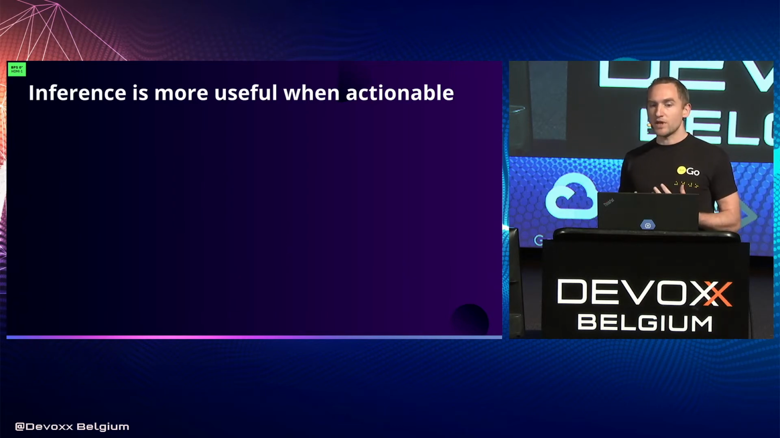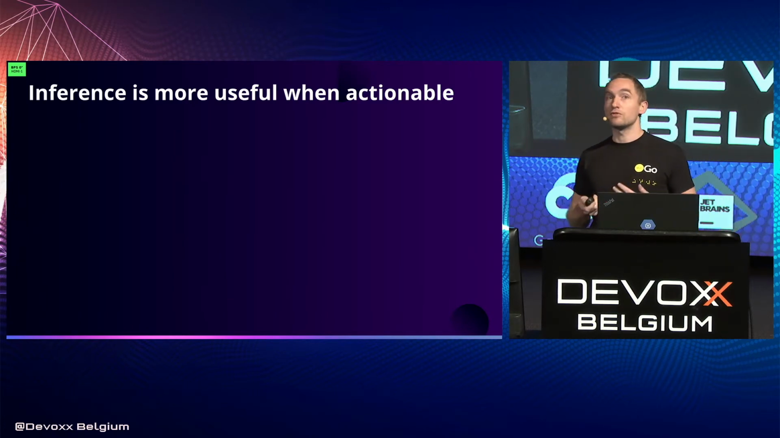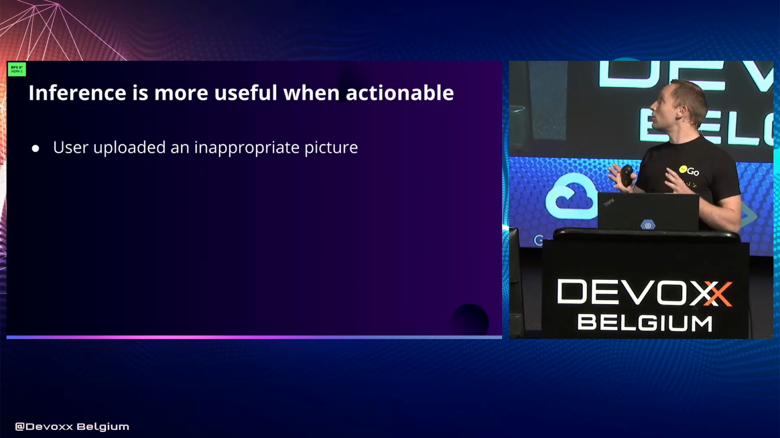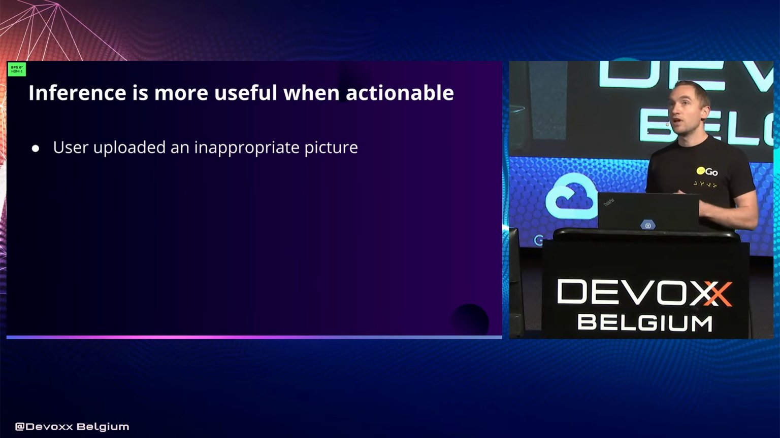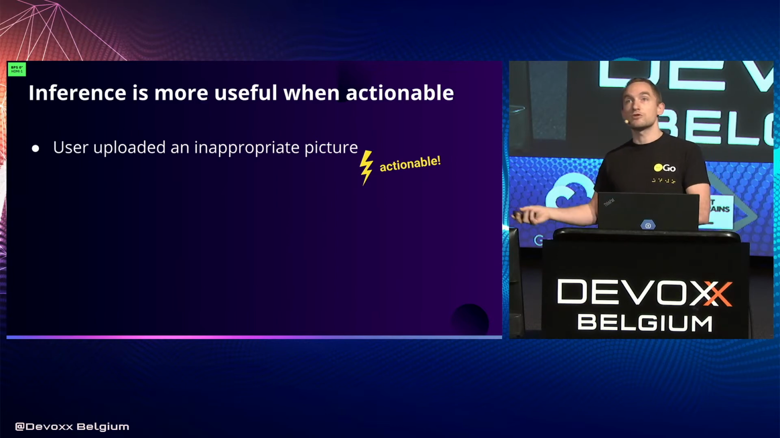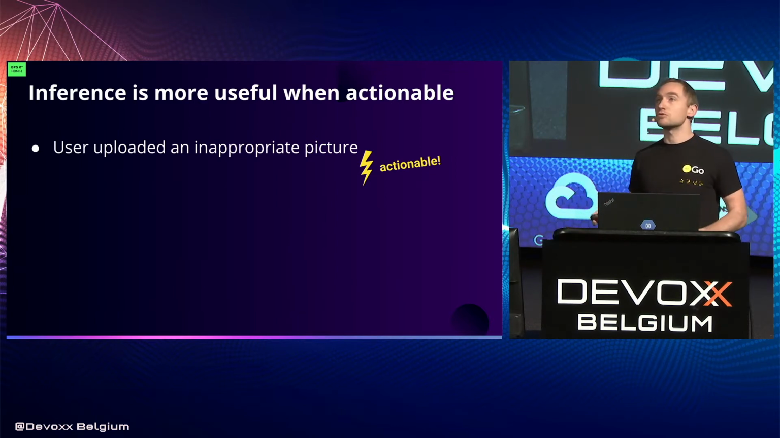Inference provides me with predicted information. What do I do with that information? It's more useful when it's actionable. I'll give you a few examples of actionable prediction. If my user uploaded an inappropriate picture, and I am able to detect automatically that it's an inappropriate picture, then it's very actionable. I just delete it because I don't want other users to see it. I don't want children to see it.